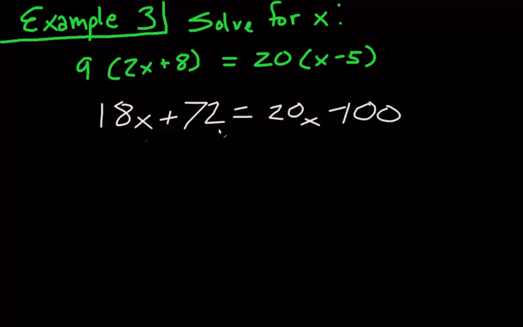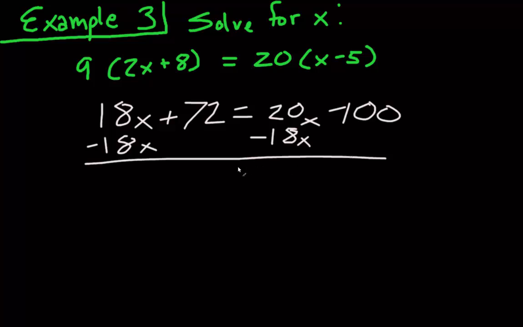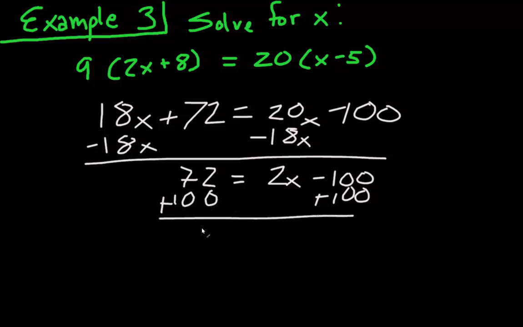Okay guys, so I'm going to go ahead and just try to group everything together that I can. I'm going to subtract 18x from both sides. Okay, and I will get 72 on the left side equals 2x minus 100. And I'm going to add 100 to both sides, and I will get 172 equals 2x. And I'm going to divide both sides by 2.